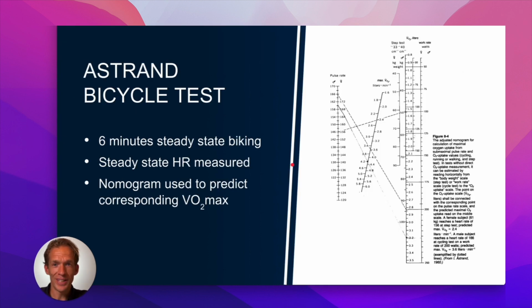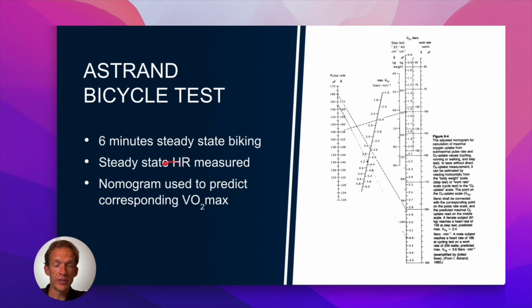But if there's no max test available, then yes, of course, sometimes you want to do a sub-max test. Now, the Östrand bike test, similar to the Harvard step test, is all based on steady state exercise that you execute for, let's say, 6 minutes. So the idea is that in the first couple of minutes after you start the exercise, the heart rate and the VO2 will gradually rise until they reach a steady level.